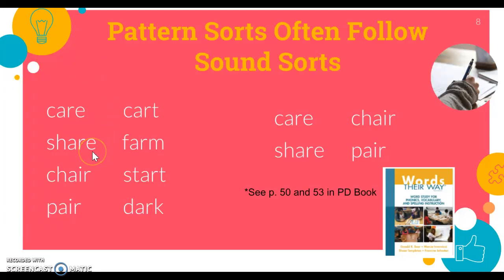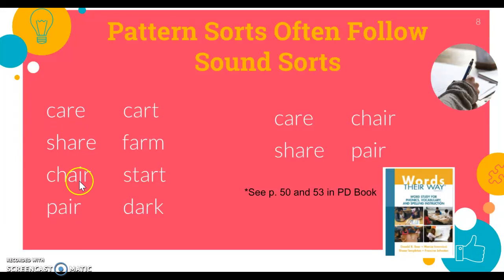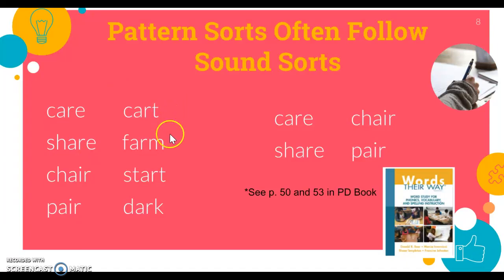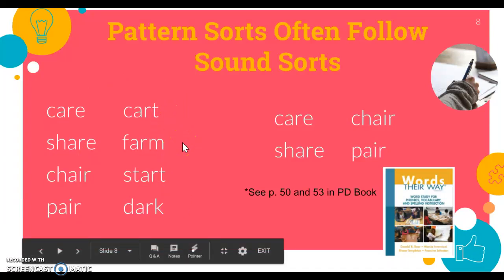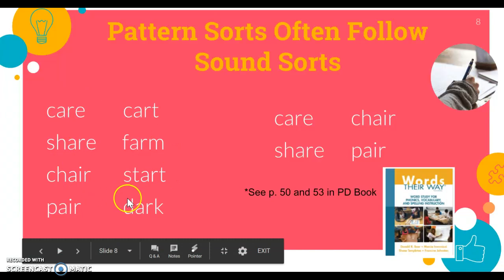So let's say that you're working with a group of kiddos and you have these words along the left-hand side of the slide here. Care, share, chair, pair, and cart, farm, start, and dark. So obviously they would have been all mixed up at first, and then you would ask them to sort by the sound. Obviously care, share, chair, and pair all say air, and then cart, farm, start, and dark have the R or R controlled vowel sound. So that's first sorting it by the sound of the words.